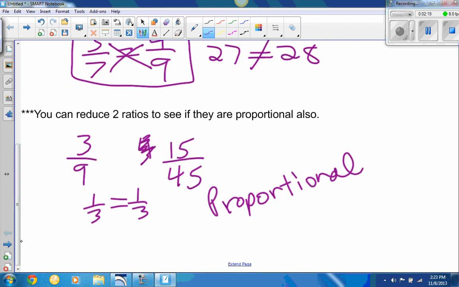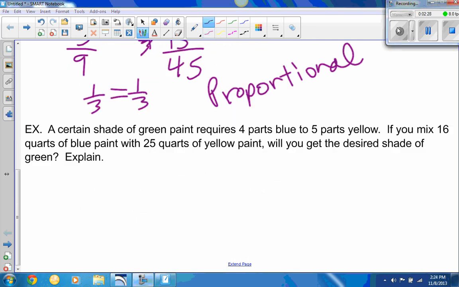Can I use this proportional reasoning to figure out some tougher questions? I sure can. I'm going to put a story problem on here now. Here is my story problem. A certain shade of green paint requires 4 parts blue to 5 parts yellow. If you mix 16 quarts of blue paint with 25 quarts of yellow paint, will you get the desired shade of green?